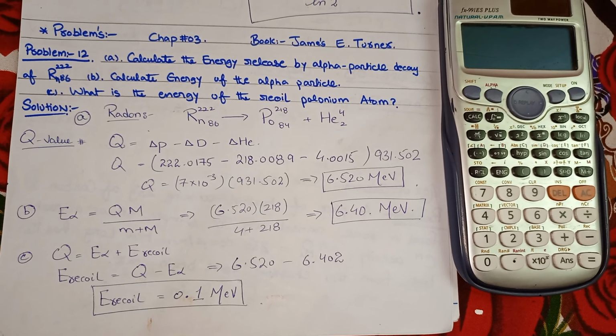Now our next problem is problem number 13. The uranium 238 92 nucleus emits a 4.20 mega electron volts alpha particle. The emitted alpha particle energy is given, meaning E alpha equals 4.20 mega electron volts. You know that small m is the mass of the helium atom, basically the alpha particle, and capital M is the mass of the residual particle.